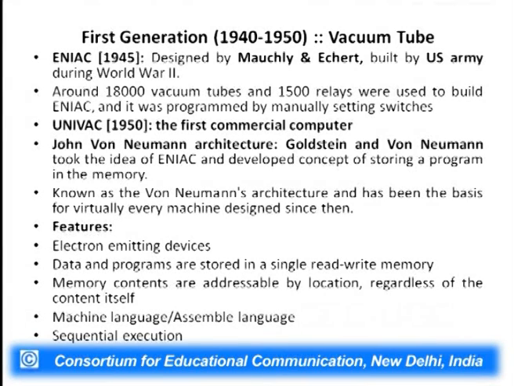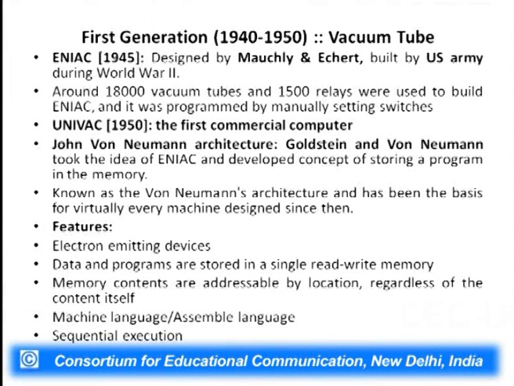After the ENIAC came the UNIVAC, which was the first commercial computer, introduced in the 1950s. Then John von Neumann, whose IAS architecture we just discussed. His associate Goldstine and von Neumann took the idea of ENIAC and developed the concept of storing the program in the memory. The basic functionality of the system they introduced was that of an ENIAC along with the memory facility. So, they introduced the memory concept into the computer system. This is very popularly known as the von Neumann architecture, and in fact the system that we use today is also a descendant of the von Neumann architecture, and it has been the basis of virtually every machine designed since then.